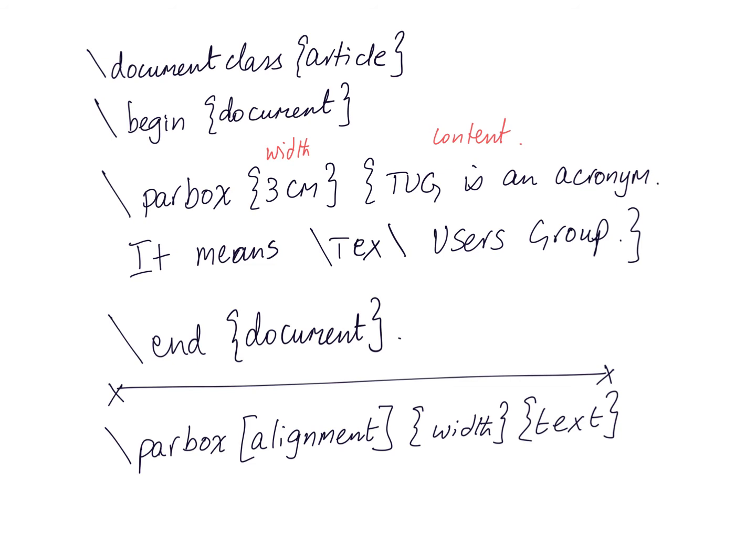Okay. So in our case, we just had the width and the text, but you could also put the alignment to set the placement. So it's up to you. If you want to put the alignment at the top, you would put T. If you want it at the bottom, you would put B. And the default behavior is to be placed at the center.